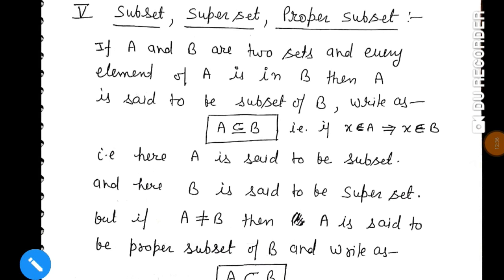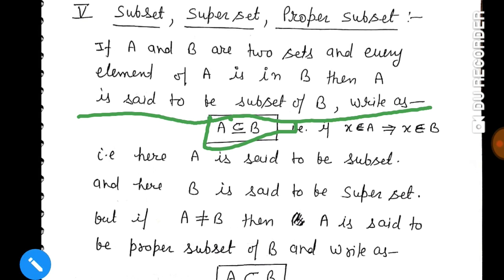If every element of A is in B, then A is said to be a subset of B, written as A ⊆ B. Mathematically, if x belongs to A, that is, A is a subset of B, it can be written as: x belongs to A implies x belongs to B. Okay, don't worry about reading this.